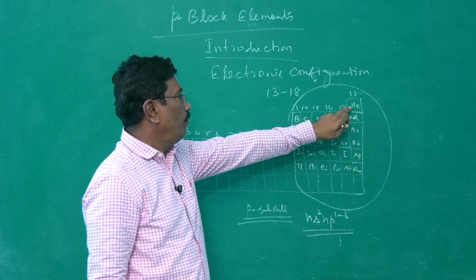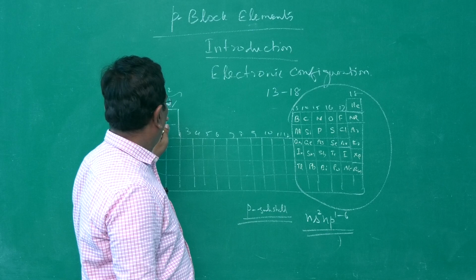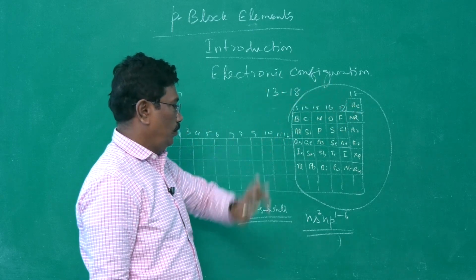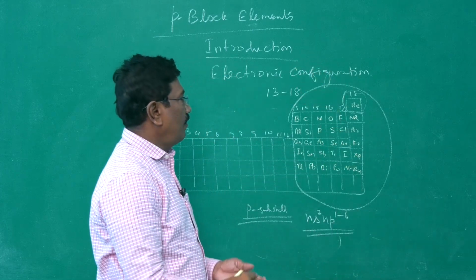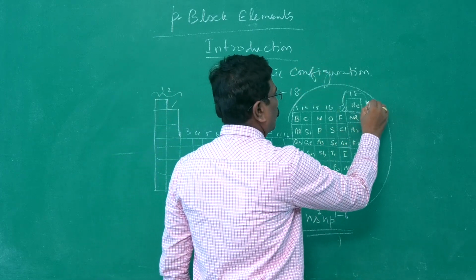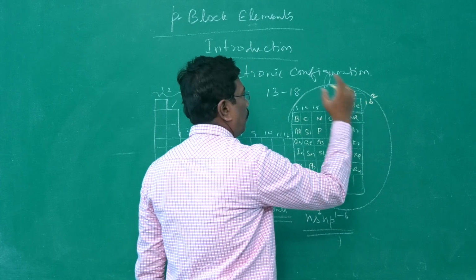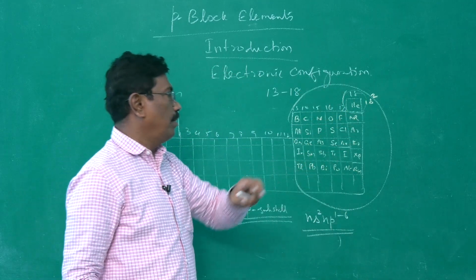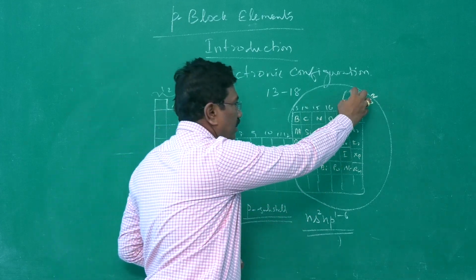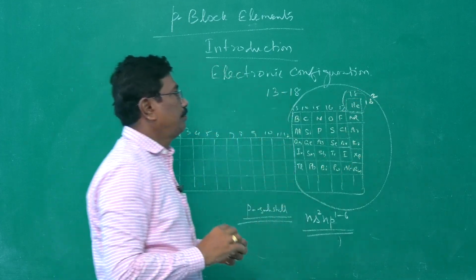But helium alone has the electronic configuration 1s2. Helium is an exception. It has the electronic configuration 1s2. It is not a P block element. Only from neon do we start P block elements. This is also associated with this group. All right.